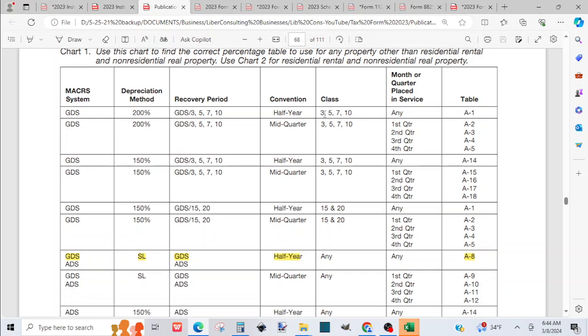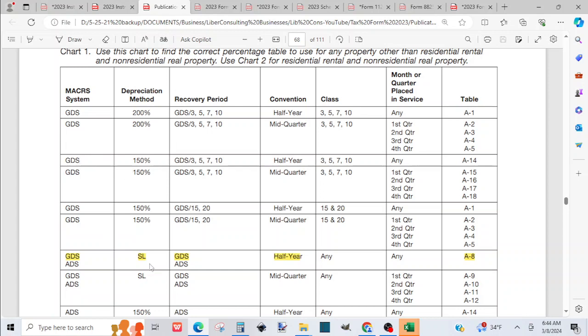And the class life associated with it, and then you'll use that table. Because it does not matter the quarter, you'll use half year. That means 6 months the first year you'll depreciate, and the remaining 6 months you'll depreciate in the last year. So that will take a 5-year recovery period to 6, a 7-year to 8, because you'll take half depreciation the first year and the other half the last year.